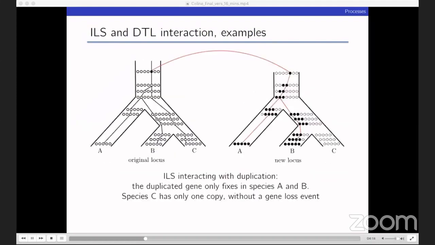Here we have an example with duplication where a newly created locus does not fix in the old descendant species. So the duplicated gene only fixed in species A and B, and species C ends up with only one copy, but without the need of gene loss events. We call the discrepancies between the gene copy number that result from the interaction between ILS and DTL a copy number hemiplasty, or CNH for short.